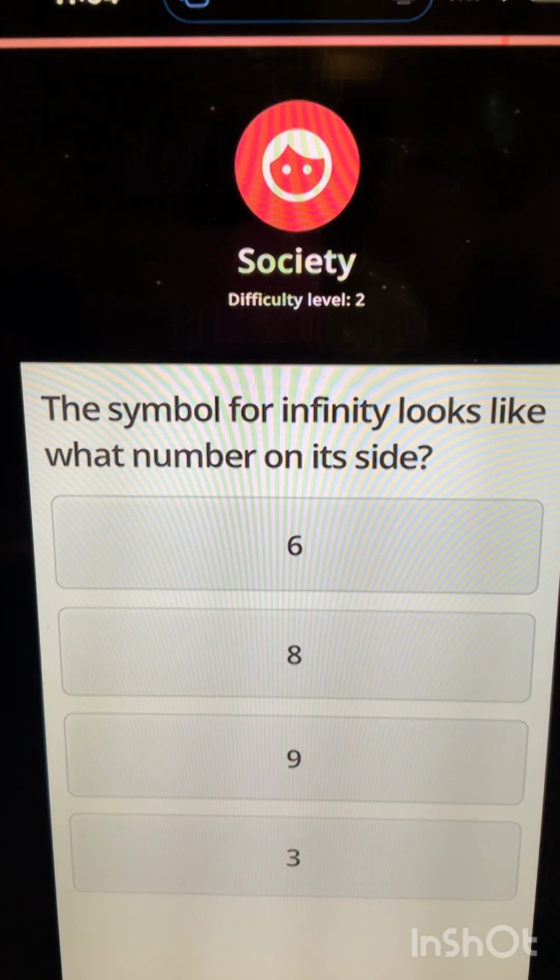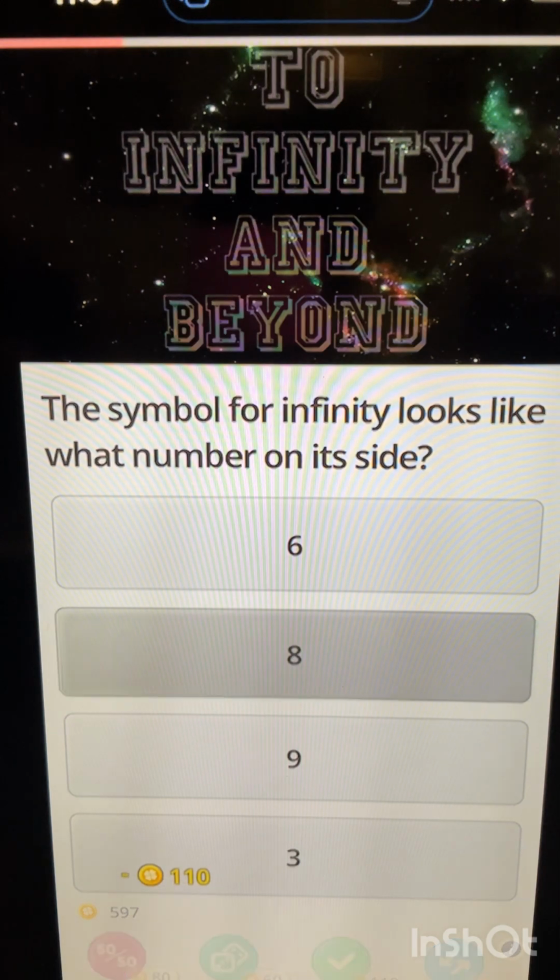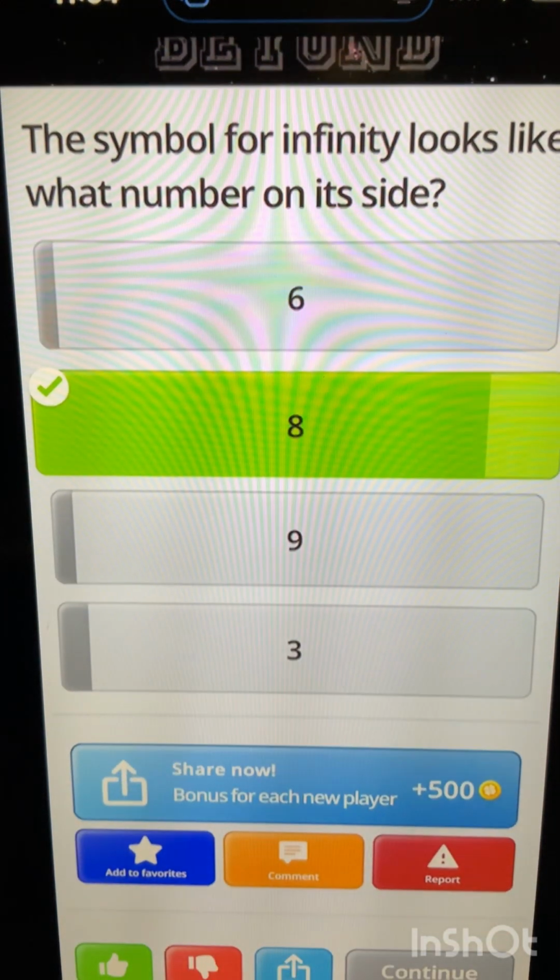So that will be double question. In that, the symbol of infinity looks like what number on its side? So A is 6, B is 8, C is 9, and D is 3. And the answer is number 8.